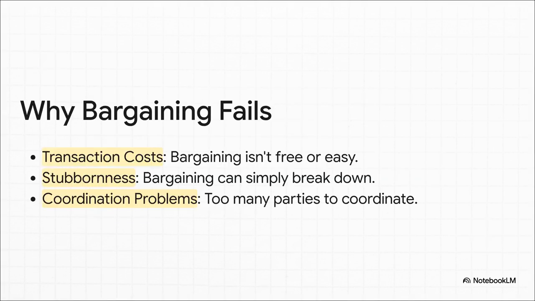Now, this all sounds great in theory, but in the real world, it can fall apart. Why? Well, first, there are transaction costs. It's not always free or easy to strike a deal. Second, people can just be stubborn and refuse to agree even if it's in their best interest. And third, you've got coordination problems. Imagine trying to get 1,000 town residents to collectively bargain with one factory. It's practically impossible. And that's why a lot of the time private solutions just aren't enough.